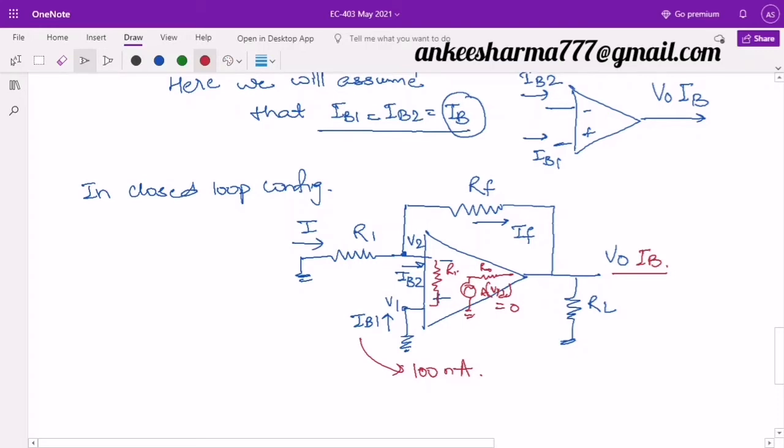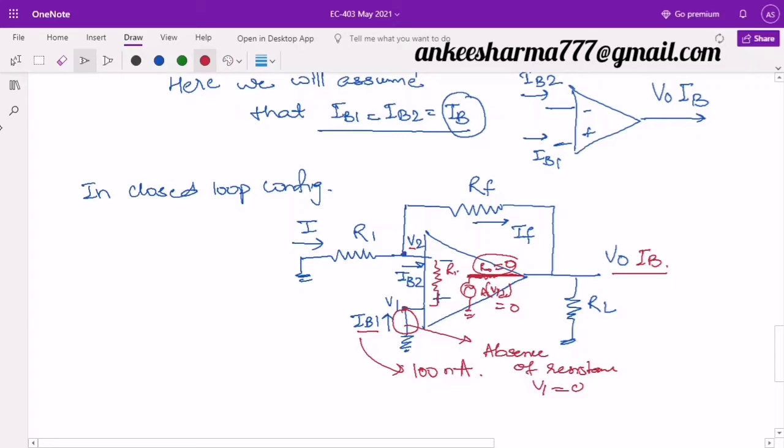The V1 voltage is equal to 0 because IB1 is flowing, but there is no resistance over here. Due to the absence of resistance in this part, V1 will be equal to 0. Whereas here there is V2, which is connected through resistors R1 and RF. R1 has one terminal connected to ground and the other to V2. Similarly, RF has one terminal connected to V2 and the second terminal connected to RO. RO is 0, meaning this is short, because this is the ideal case.